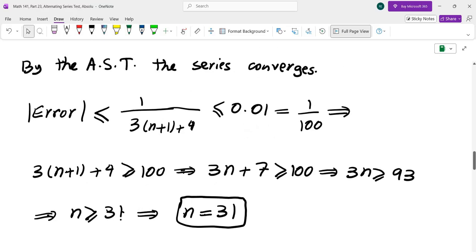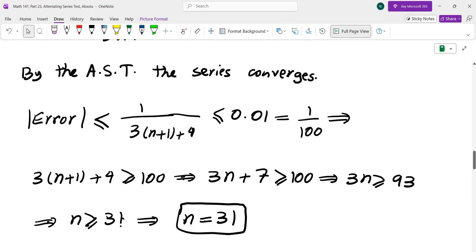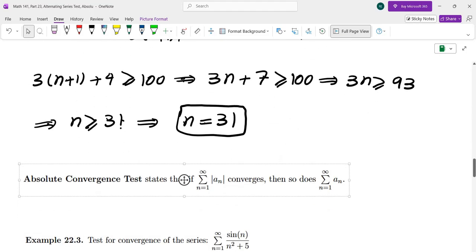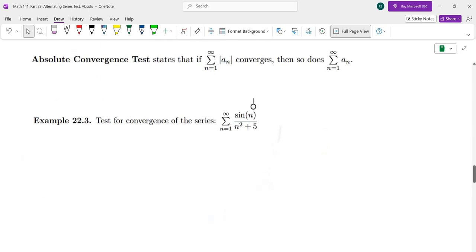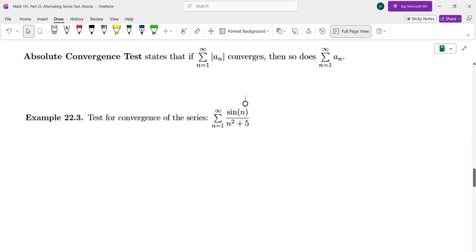So if we want to get an approximation that the error does not exceed 0.01, we have to take the first 31 terms and add them up. Let's look at the next test. The next test is the absolute convergence test. It tells us that if the sum of absolute values of a sequence converges, then the sum of the terms of the sequence also converges. Test for convergence of this series.